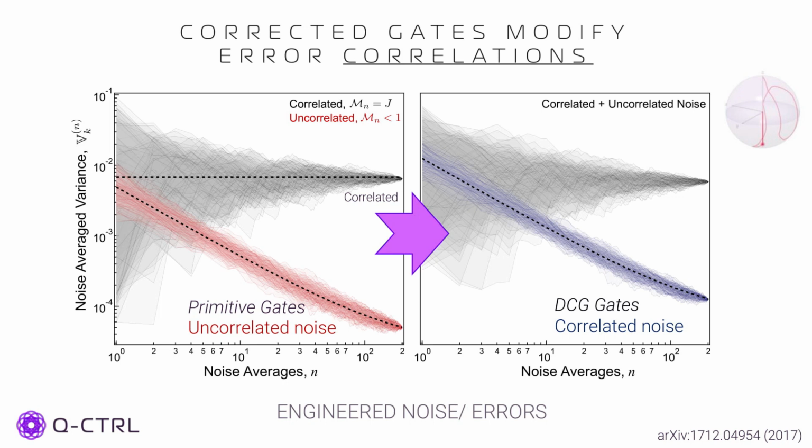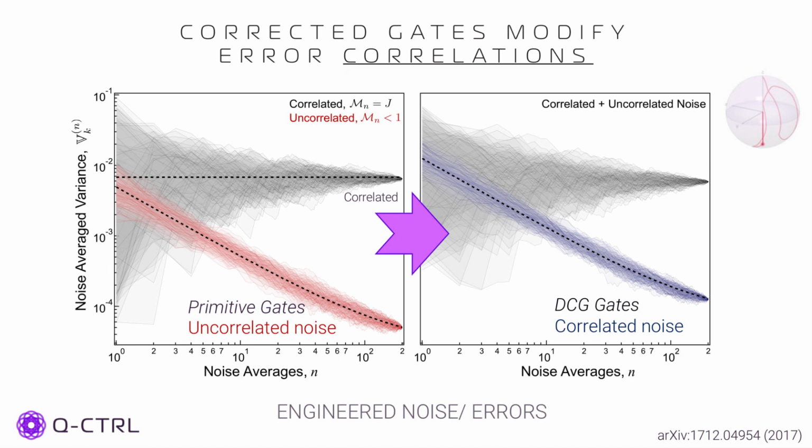And what you're looking at on the right, the noise is always correlated, except I've replaced all the gates in the blue data with the dynamically protected cousin, and they scale like 1 over n approximately. So now the signature of error correlations looks as if the errors are uncorrelated.